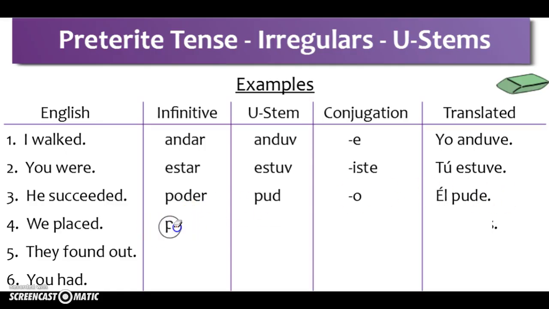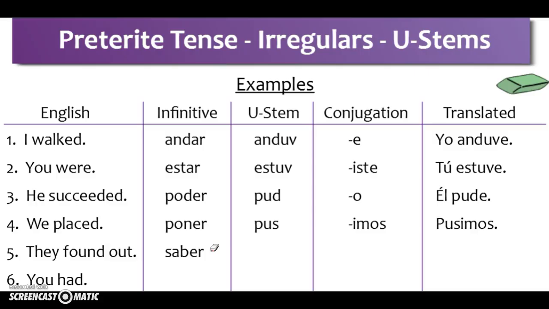We placed. Poner becomes pus. Imos ending for nosotros, pusimos, or simply the implied subject and the conjugated verb, pusimos.